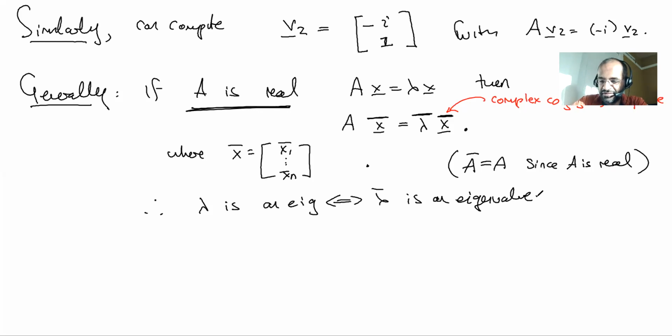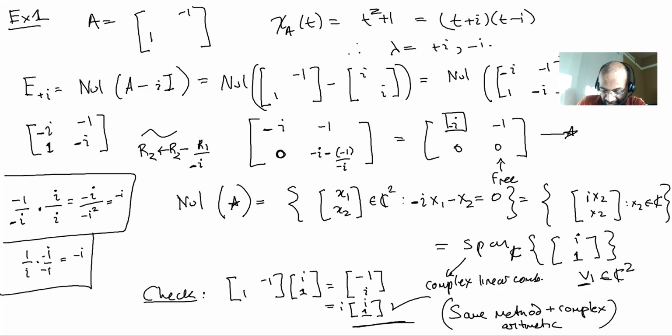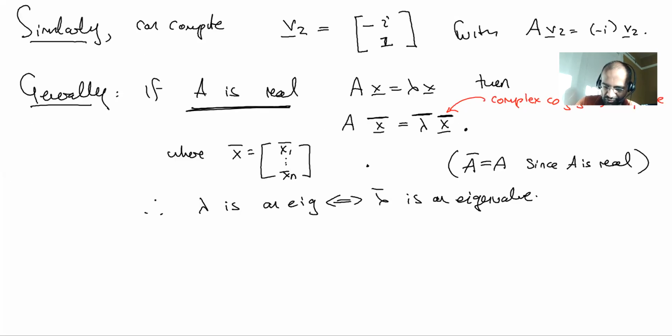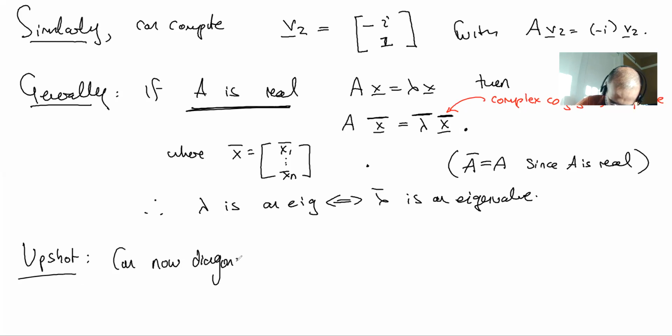Now you might wonder, if you do this whole thing, you can diagonalize matrices. You can diagonalize a lot more matrices. You just have to allow P, D, and P inverse to now be complex. So the upshot is you can now diagonalize a lot more matrices.